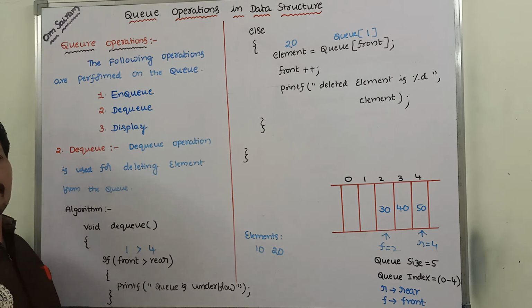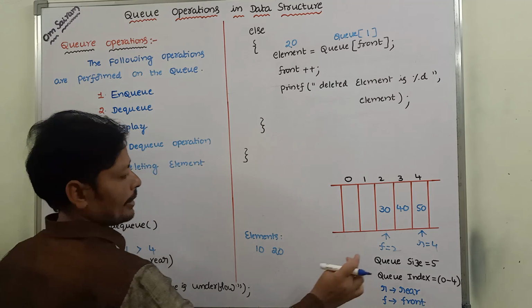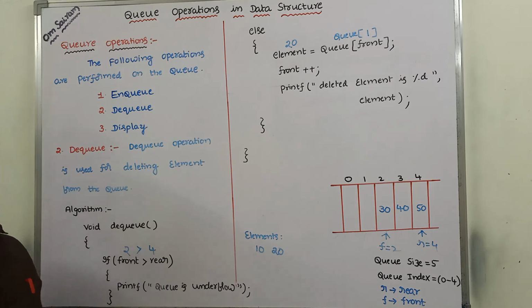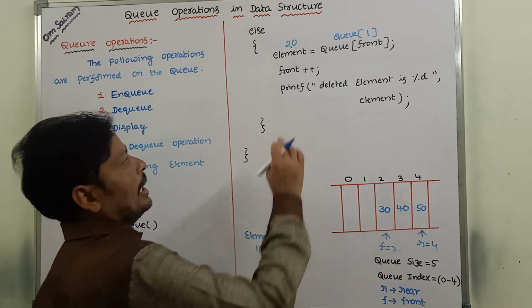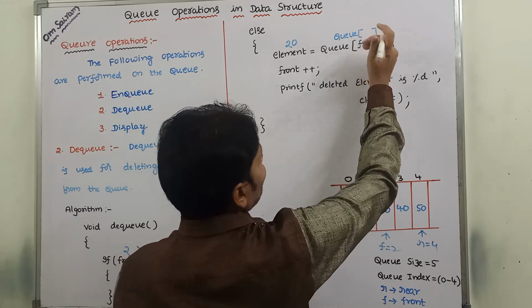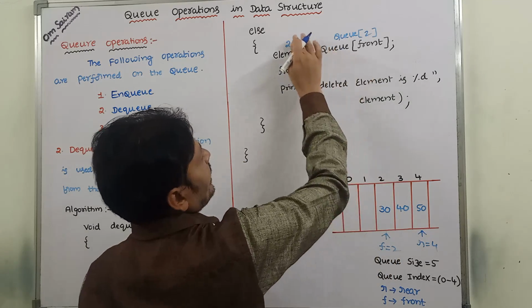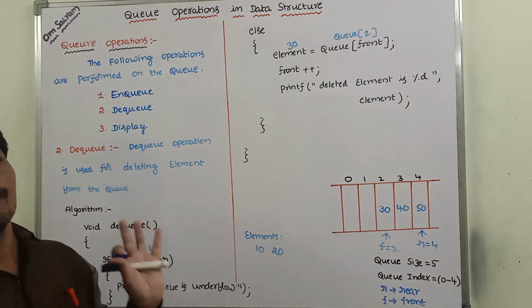Again, we are performing the dequeue operation. Void dequeue, brace begin. If front greater than rear. What is the front value now? Front value is 2. 2 greater than 4. Condition false. If this condition is false at the if statement, then go to the else statement. In the else block, these statements are executed. Element is equal to q of front. Now, what is the front value? 2. Q of 2. Q of 2 contains which element? So that is 30. 30 can be assigned to the variable called element. Now the element contains value 30.